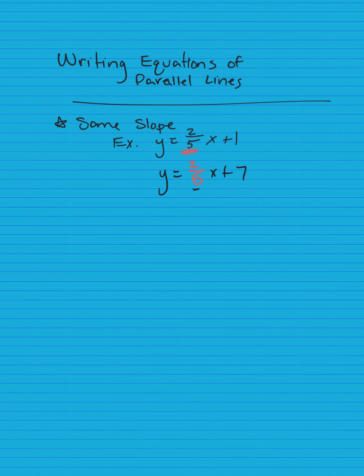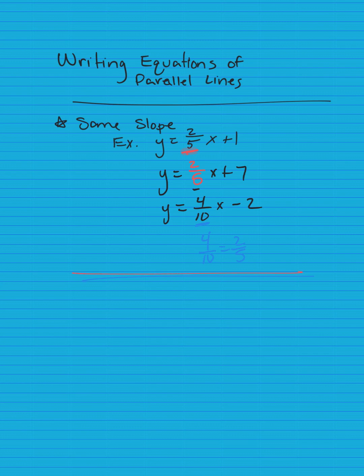But it could also be equivalent to the 2/5. So maybe it could be y equals 4/10 x minus 2. And that's because 4/10 is really equal to 2/5. They're equivalent fractions, which would still make those parallel. Okay, so let's look at an example.